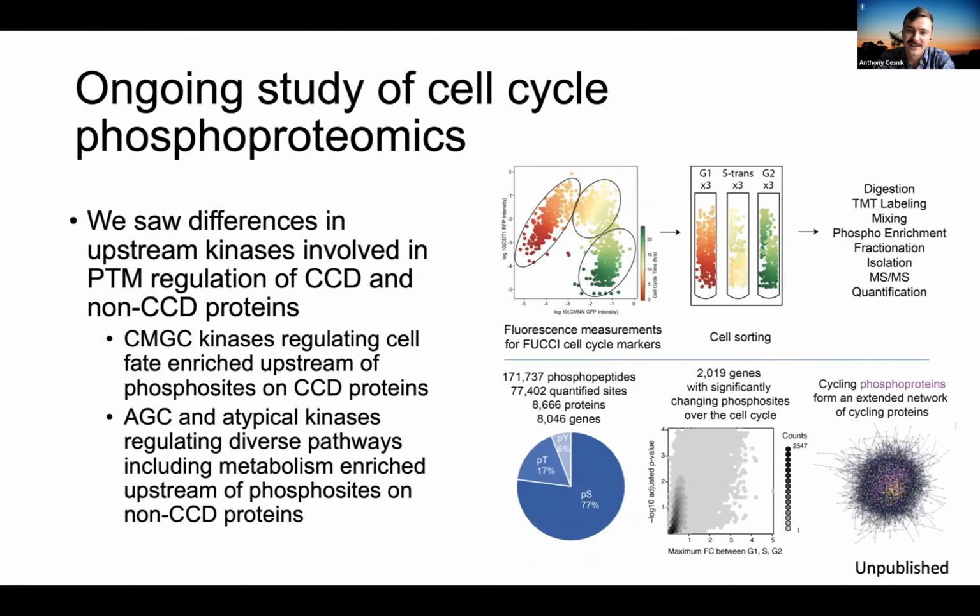So an ongoing study here is that we isolated these 3 different phases and did a very deep phosphoproteomics analysis of this data. It's very deep, 77,000 quantified sites, which is pretty remarkable, in collaboration with Dan Itzak when he was at the Chan Zuckerberg Biohub. And we saw over 2,000 genes with significantly changing phosphosites. In yellow were those proteins that I showed before, and in purple are the cell cycle correlated phosphoproteins. And so once again, we get this expansion of knowledge about the cell cycle with phosphoproteins.